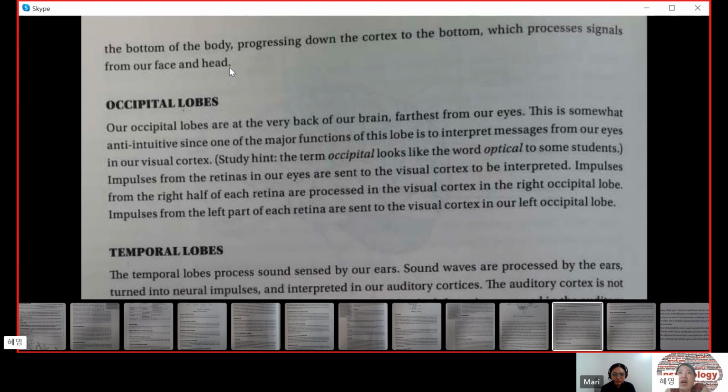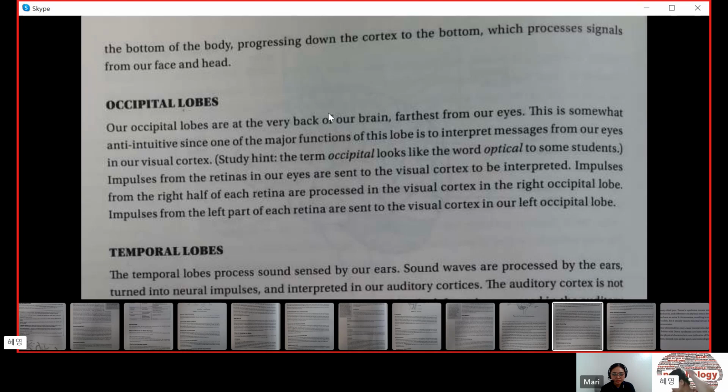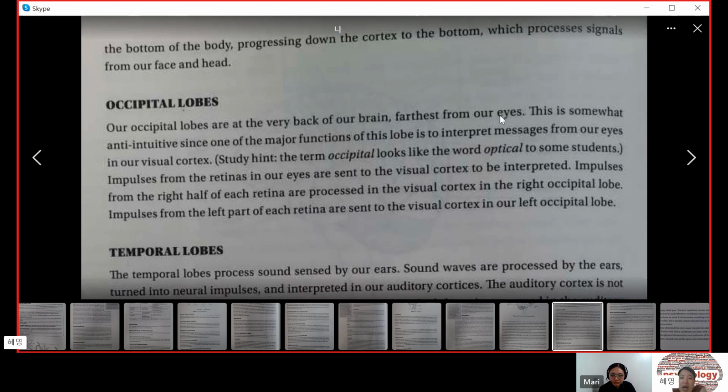And next one is occipital lobes. Our occipital lobes are at the very back of our brain, this part, at the very back. And it is apart from our eyes. This is somewhat anti-intuitive since one of the major functions of these lobes is to interpret messages from our eyes in our visual cortex.